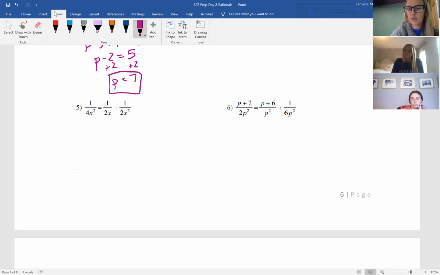Okay, so number 6, the least common denominator. The highest coefficient is 6, which I can multiply 2 by something to get 6. And then this one is just a 1, so you can multiply 1 by anything. So 6 looks fine. And then they all have p squared. So p squared is part of the common denominator.